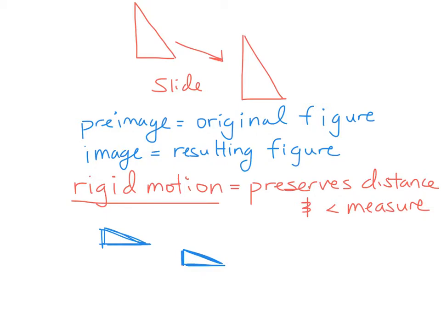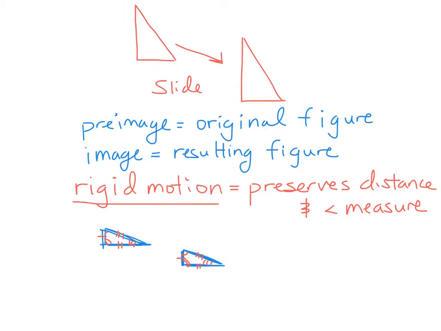When we say it preserves distance, we're saying the distance between points is the same. So basically we're saying it has congruent sides. So this stayed the same, that stayed the same, and this stayed the same. And it preserved angle measure, so all of our angles also match up. What does that mean about those two figures, if all the angles and all the sides are congruent? The figures are congruent. So a rigid motion is only when you have congruent figures.